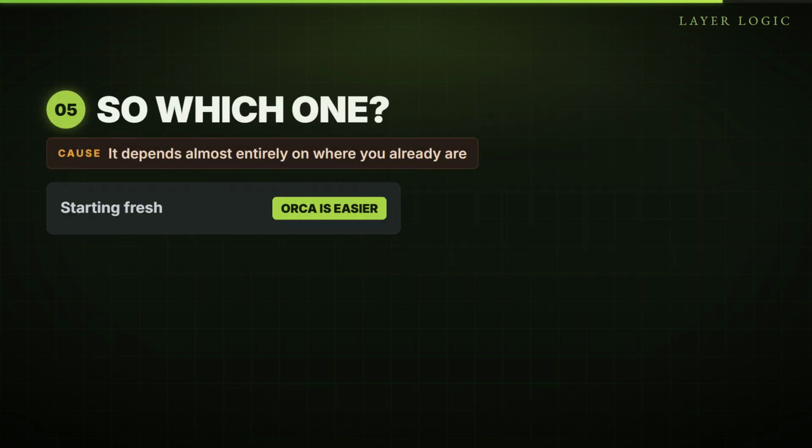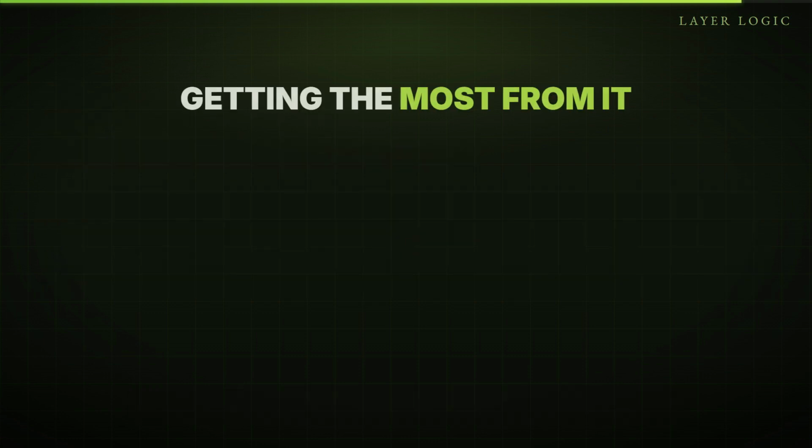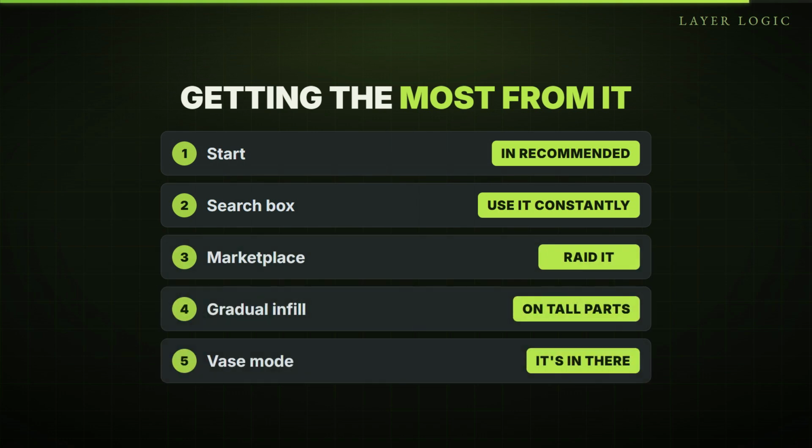So if you are starting fresh, Orca is the easier recommendation. If you are already on Cura and it works, switching for its own sake would be a waste of an afternoon. So start in recommended, move to custom when you need to, use the search box constantly, raid the marketplace, and remember gradual infill and vase mode exist.